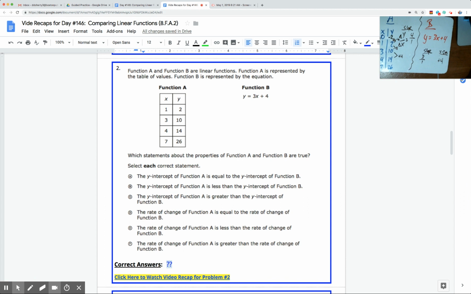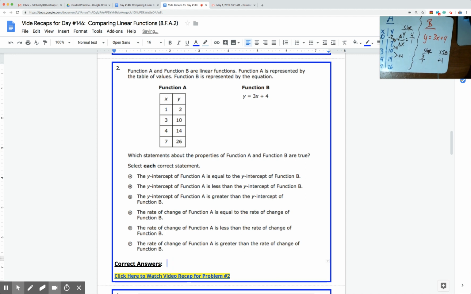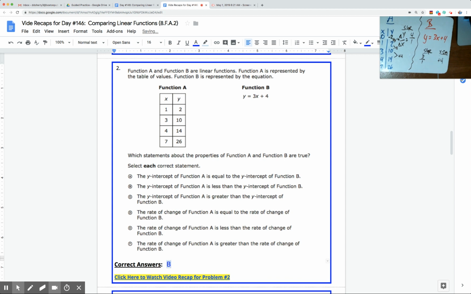The y-intercepts, neither one of them are equal. Again, function b has the larger y-intercept, so one of my two correct answer choices is going to be answer choice b. Another way to say that is function a has the smaller y-intercept. -2 is less than the y-intercept for function b, which is positive 4.